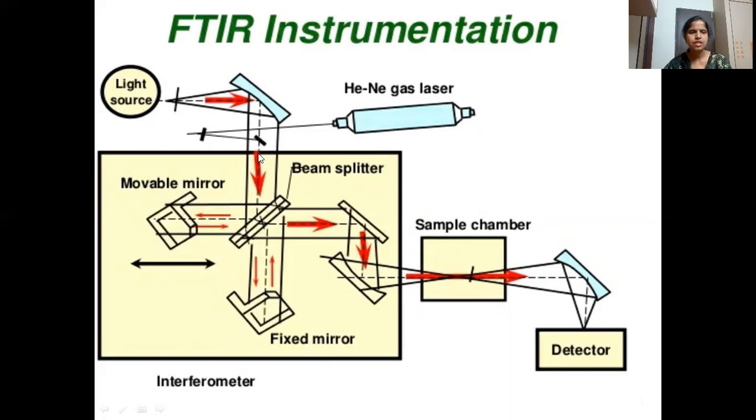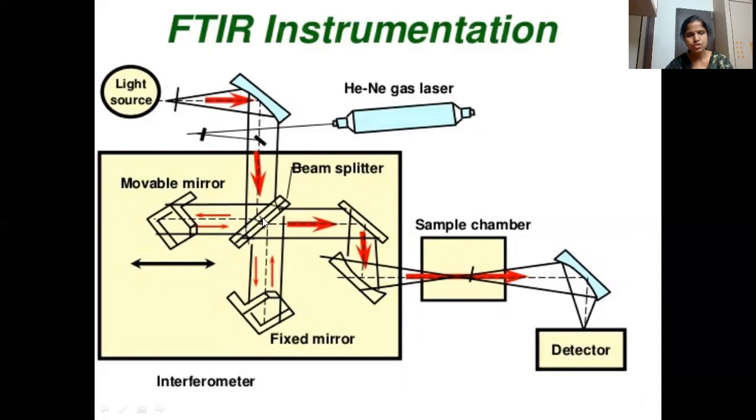The light coming from the source falls on the beam splitter and the beam is split. One beam goes and falls on the movable mirror. The other beam is incident on the fixed mirror. Then these beams are reflected back and again fall on the beam splitter.